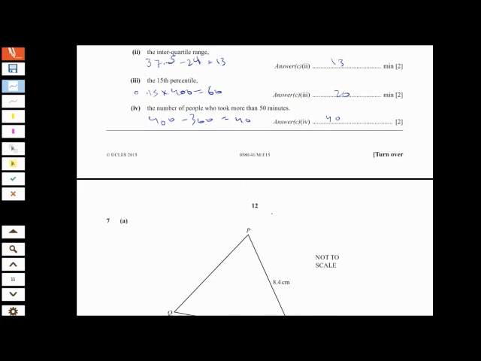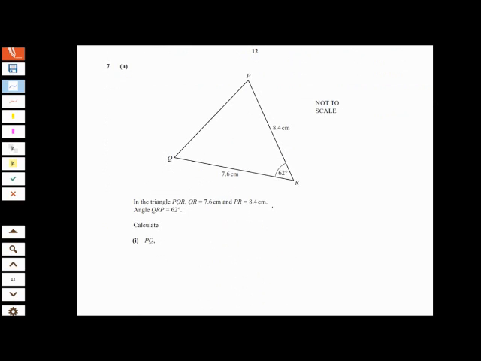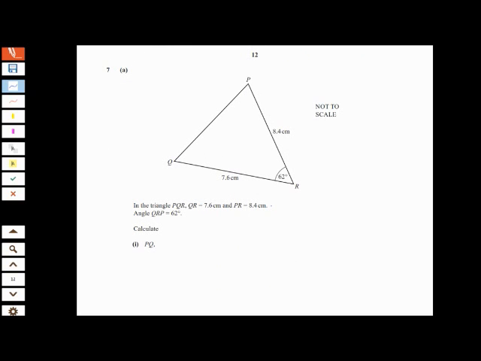Question 7a, easy. The triangle, 7.6, and so on. Calculate PQ. They want this. So PQ, you basically use the cosine rule. Use the cosine rule and you find the answer. You don't have to do anything out of the ordinary.